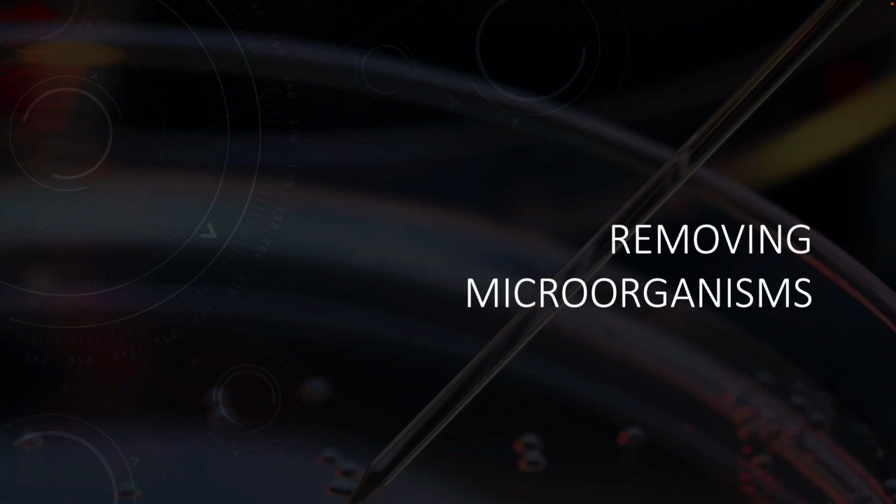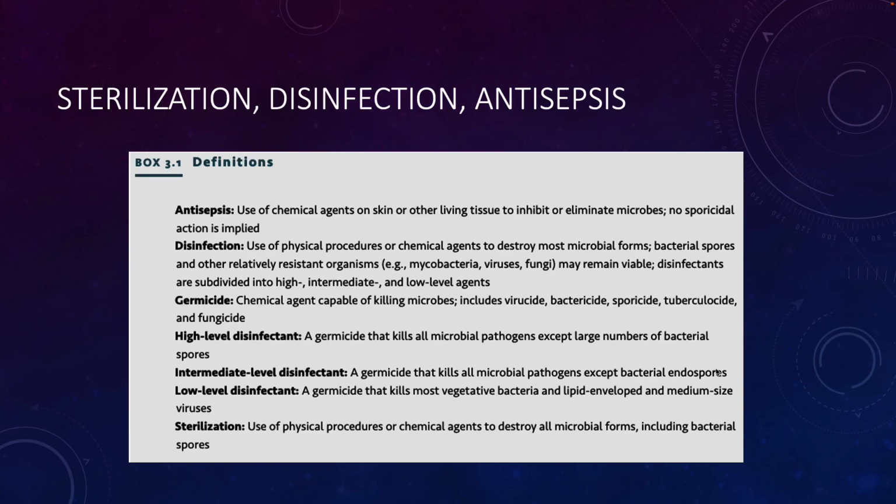In this section, we will talk about how we can remove microorganisms from surfaces, including the body. The three terms that we'll use in this section are sterilization, disinfection, and antisepsis. You can see the definitions of each of these terms here.